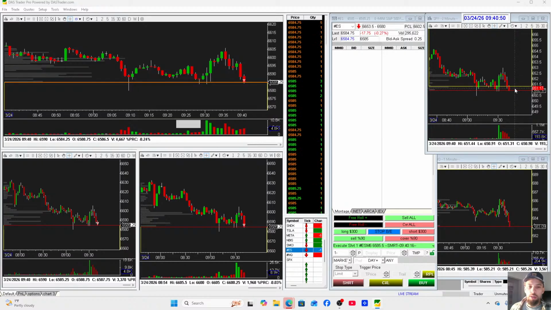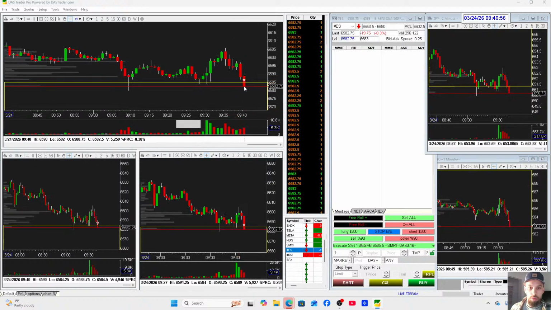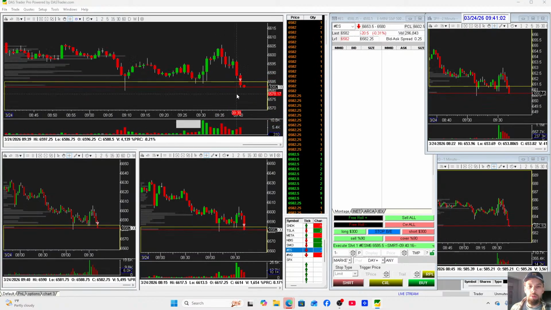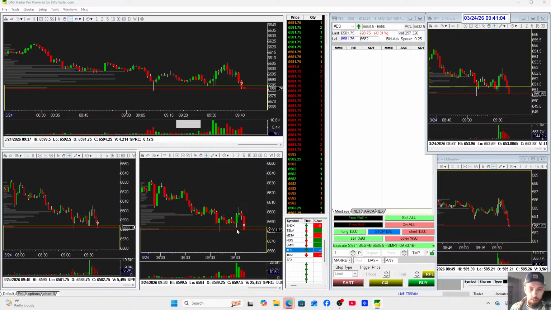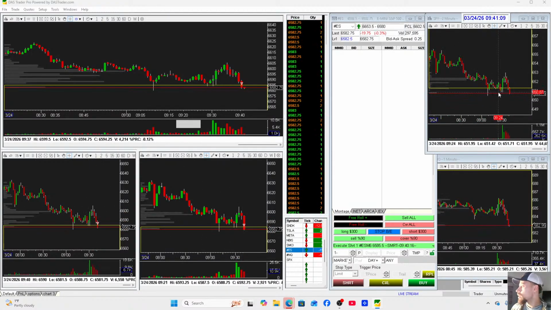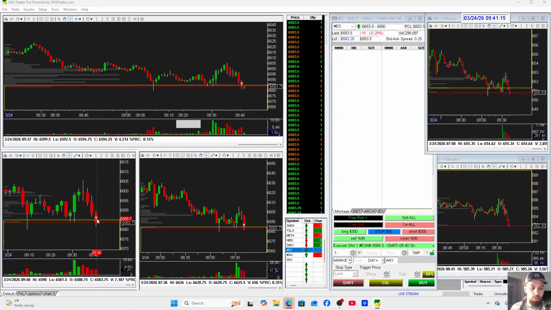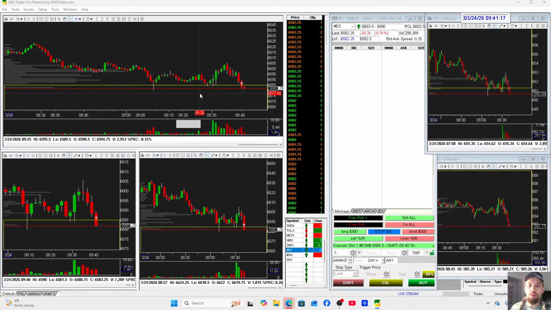Probably could have waited at least for the break of it. I'm just curious to see, the volume's picking up nicely, that's great. So just one contract here, guys, futures. It's looking good so far. We've lost it there. Two-minute chart, volume's picking up. Let's see if we can hold below this range.